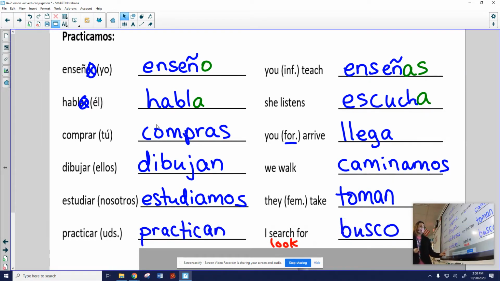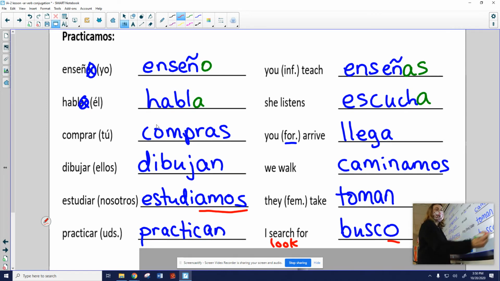Practicar forma ustedes, practican. I search for or I look for. If you couldn't find I search for, it's because on your list it says I look for. Busco. Busco. You can add the subject pronoun to all of these, but you don't necessarily need to because the endings tell us who's doing the action of the verb. Amos means we. O at the end of a verb means I.